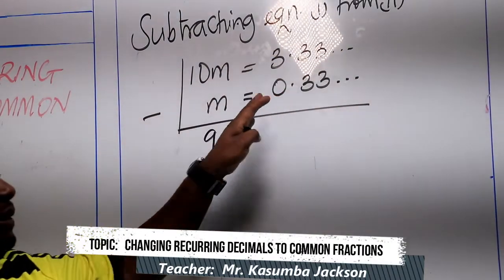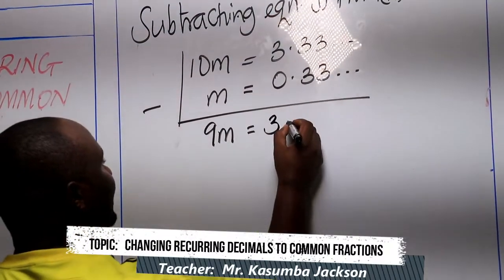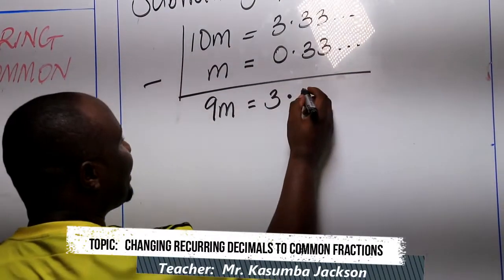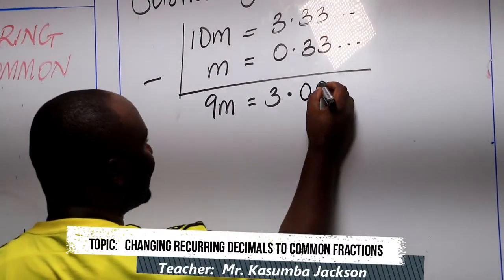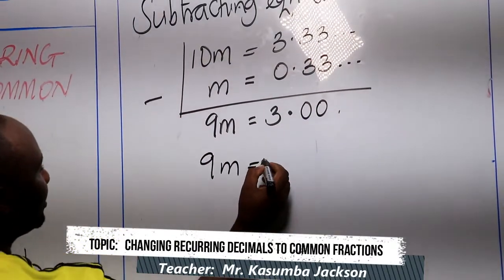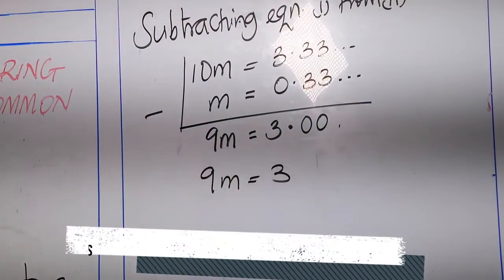What is 3 take away 0? 3 take away 0 will give us a 3. Then the decimal point must be respected in the line it is. 3 take away 3 is going to be a 0. 3 take away 3 is going to be a 0. So 9m is equivalent to 3, because 0.00 is the same as 3.